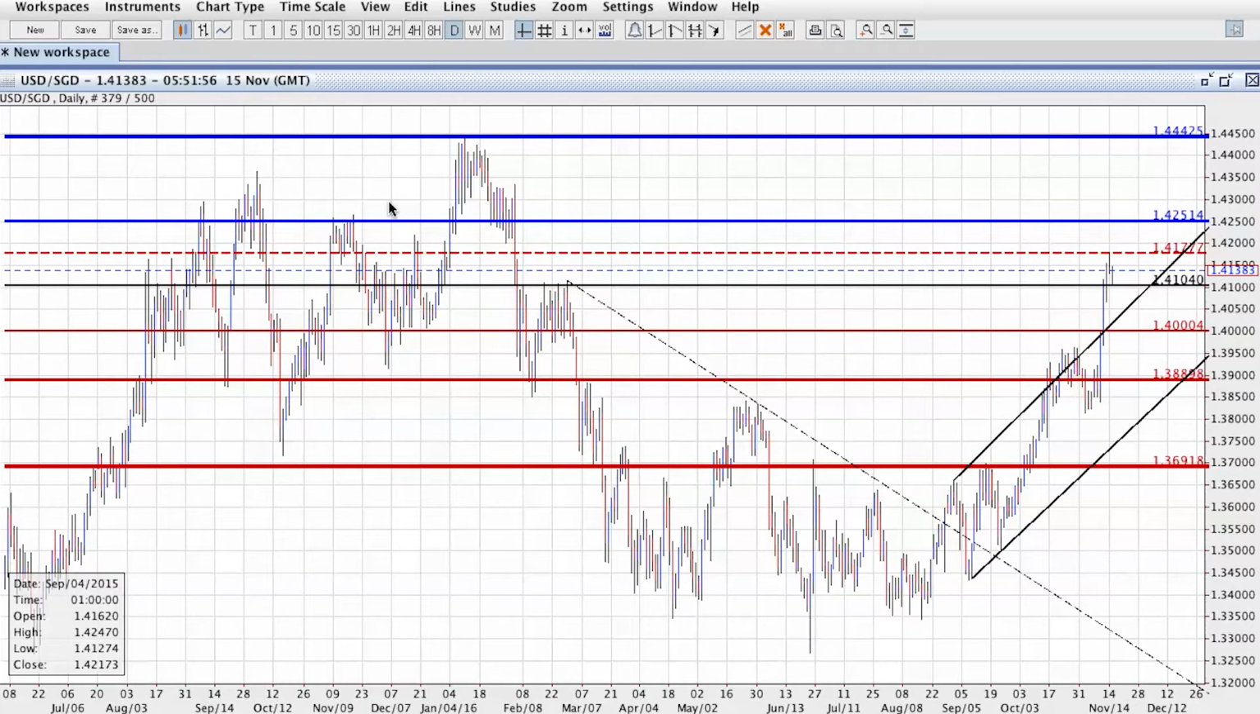Today I'll be looking at the US dollar against the Singapore dollar. I'll be discussing the fundamental aspects affecting this currency pair, and I'll also be identifying the key technical levels that you need to know going forward.